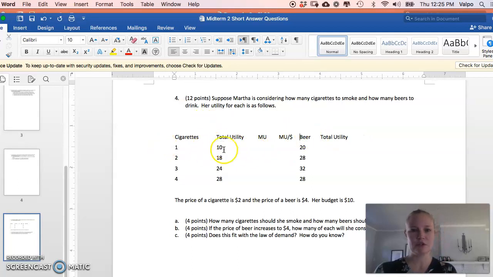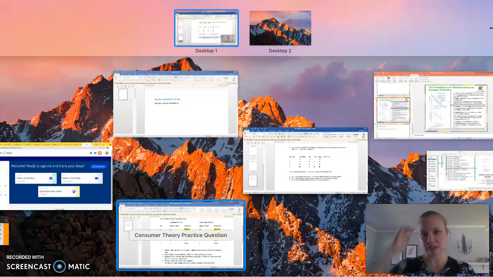So if total utility for one cigarette is 10, we can assume marginal utility is also 10. Because if you go from 0 to 1, your additional utility is 10. Now as you go from 1 to 2, your additional utility is 8. As you go from 2 to 3, your additional utility is 6. As you go from 3 to 4, your additional utility is 4. The price of cigarettes is 2, so marginal utility per dollar will be 5, 4, 3, and 2, etc. Okay, so that's how to get started on that problem.